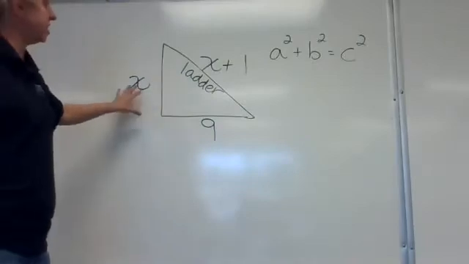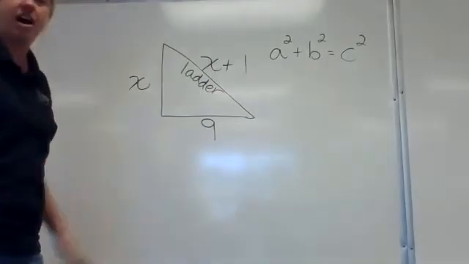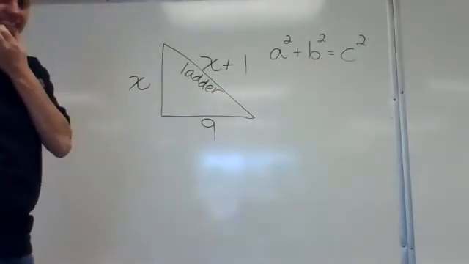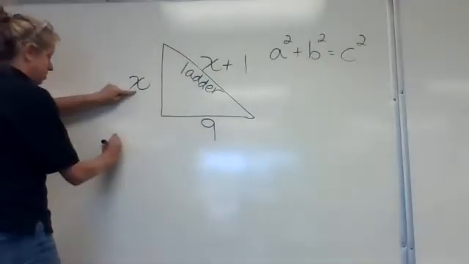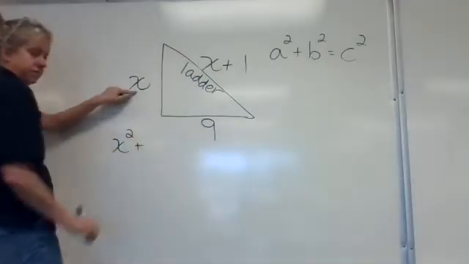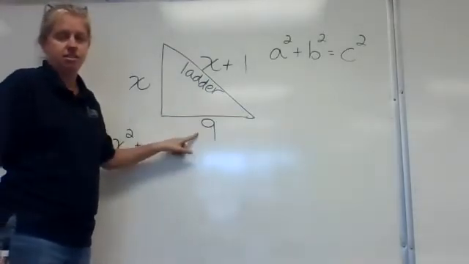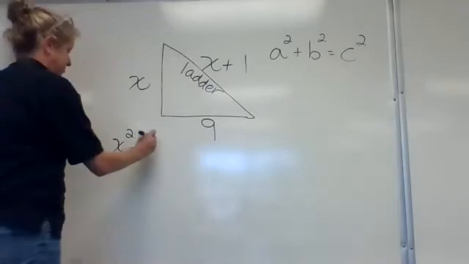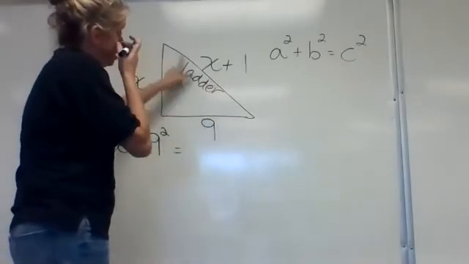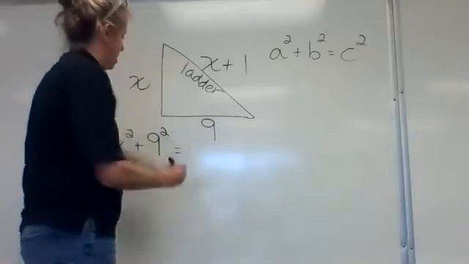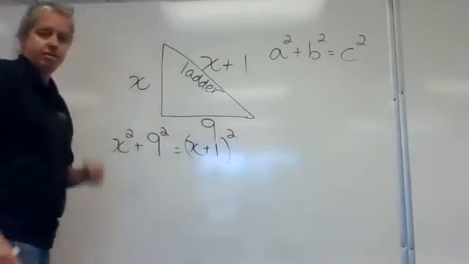So now let's set this one up according to this Pythagorean theorem to see if I can find its X. So I need this side and square it. So X squared plus this side, which is 9, and square it, equals the hypotenuse, which is the other side, the diagonal side, which in this case is X plus 1, and square it.